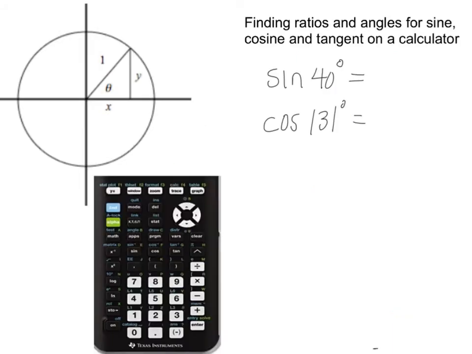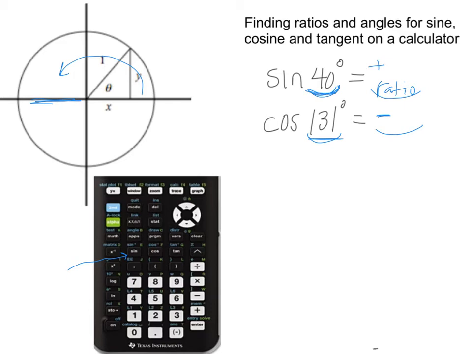So finding the ratios and angles of sine, cosine, tangent on a calculator is as easy as you think it is. It is pressing the sine button, putting in 40 degrees, and writing the ratio that it returns. Because the sine of an angle is equal to a ratio. The cosine of an angle is equal to a ratio. Now, the sine of 40 degrees is in the first quadrant where sine is positive. This ratio is positive. But the cosine of 131, remember 131 is in the second quadrant where cosine is negative. So this ratio will be negative.